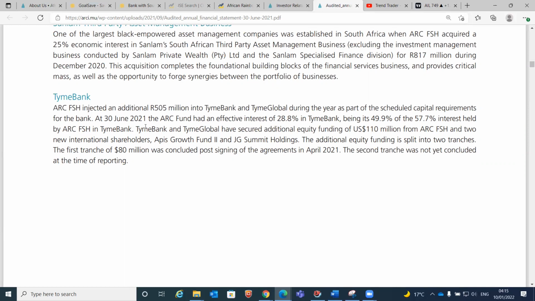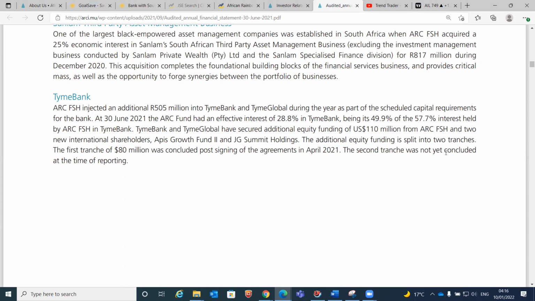And then they say that TymeBank and Tyme Global have secured an additional equity funding of 110 million from ARC Financial Services Holdings and from two other new international shareholders, right? So these international shareholders are Peace Growth Fund and JG Summit Holdings. So it's good that TymeBank is able to raise capital from foreign investors. I mean, it's good to see that it's able to attract investment, whether it's local or foreign, right?